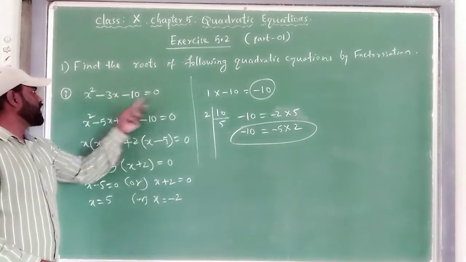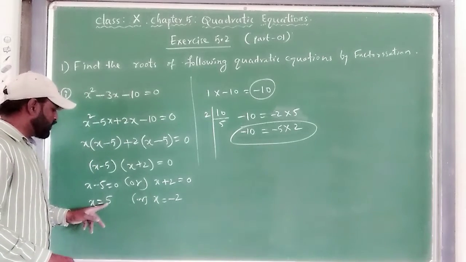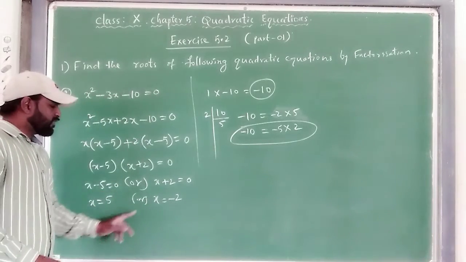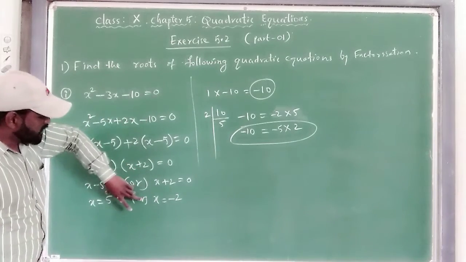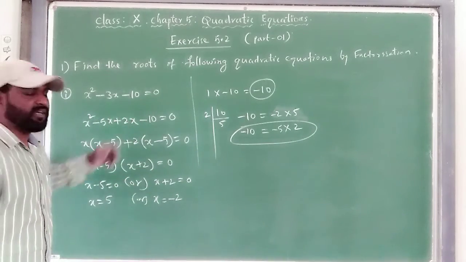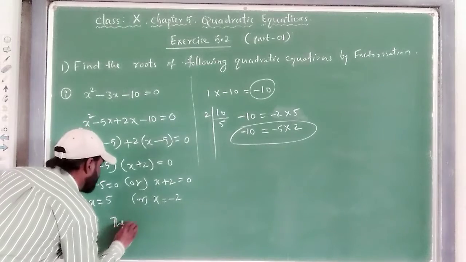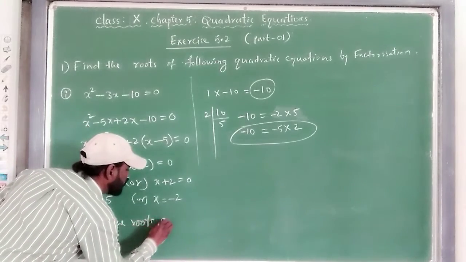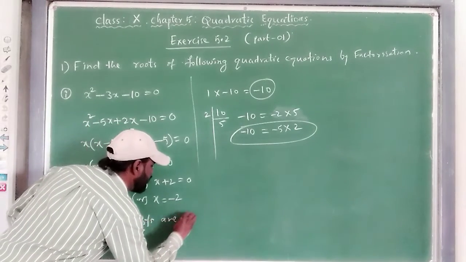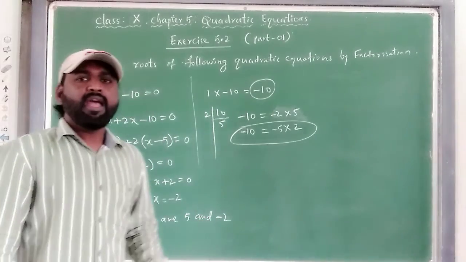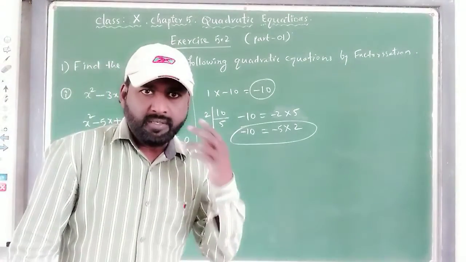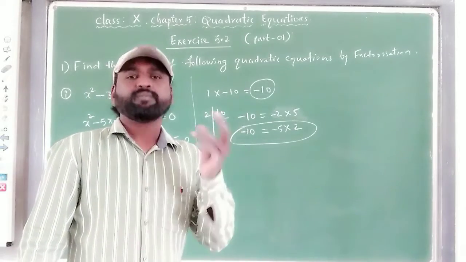In this quadratic equation, in place of x, if you substitute 5, you will get 0. Otherwise, if you substitute minus 2 also, you will get 0. That means these two numbers are called the roots of the given quadratic equation. Therefore, the roots are 5 and minus 2. Any quadratic equation will compulsorily have two roots at most.